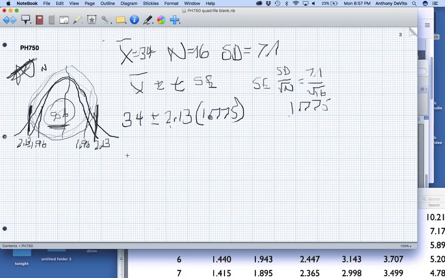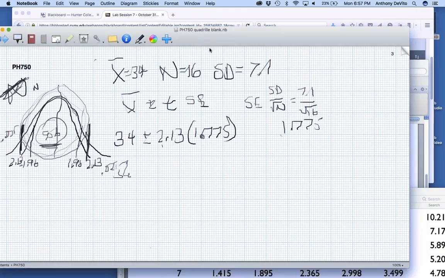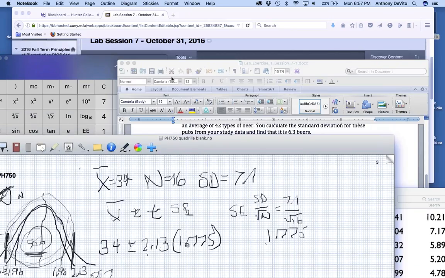Okay, well, what does that mean? That means that there's 5% left, so 0.025 on each end. So that's what it's describing there on that table. It's describing 0.025.